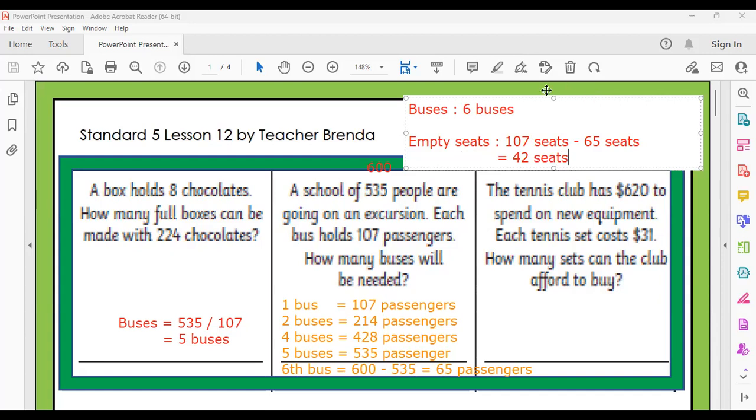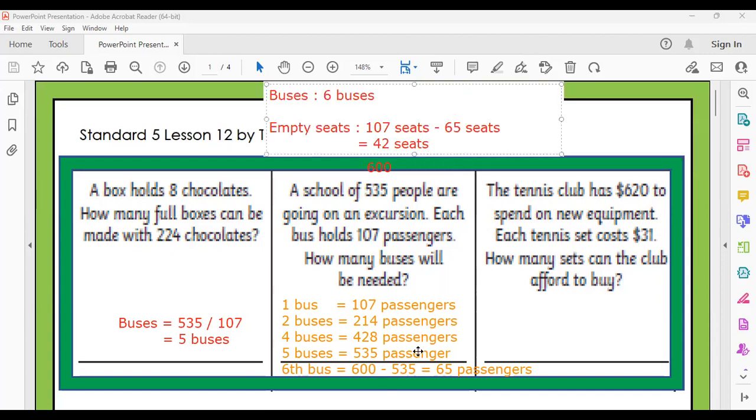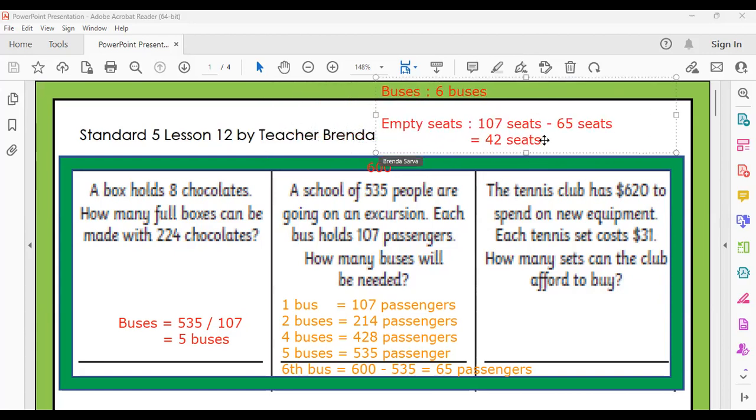Do you understand now the question? So down there, the 65 is passengers or seats? Passengers. See, in the 6th bus, we have 600 people, right? But 535 people already went into 5 buses. So I want to know how many people went into the 6th bus. So I take my 600 people minus the people in the 5 buses, and I'll have 65 people who are going to go on to bus 6. I need 6 buses, but there's only going to be 65 passengers, but the whole bus can take 107 people. That is why the question of empty seats comes.